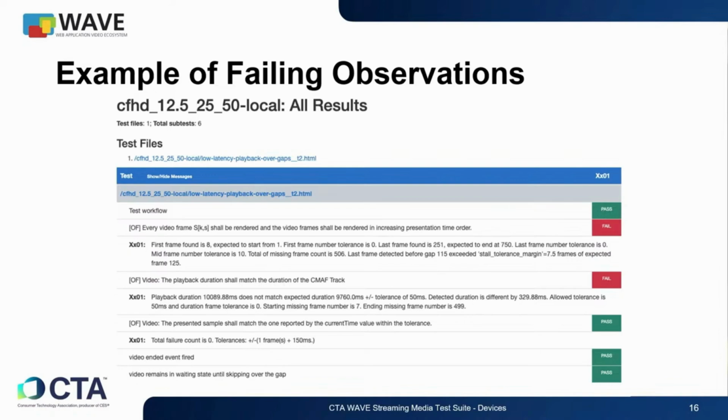This is an example of what the result page looks like on the test runner. We have a result such as pass or fail, together with a message explaining the reason for the pass or fail. As you can see here, we have every sample rendered failed, and it's saying the first frame found 8, expected start from 1. That indicates frame numbers 1 to 7 are missing. It also gives the detailed total missing frame counts. The test runner result is in 2 different formats. As you can see, it's in HTML, and it can also be downloaded in JSON format.